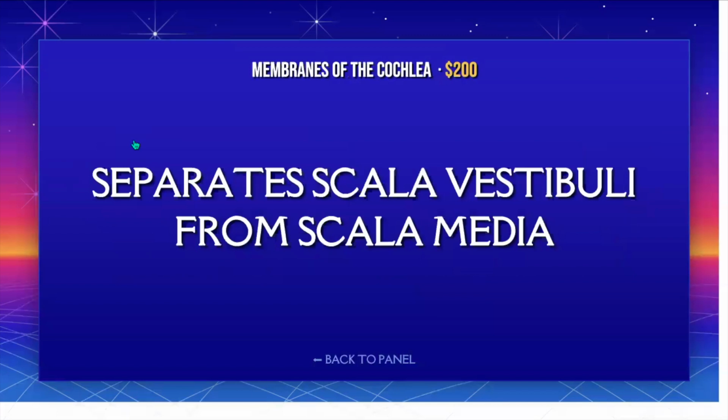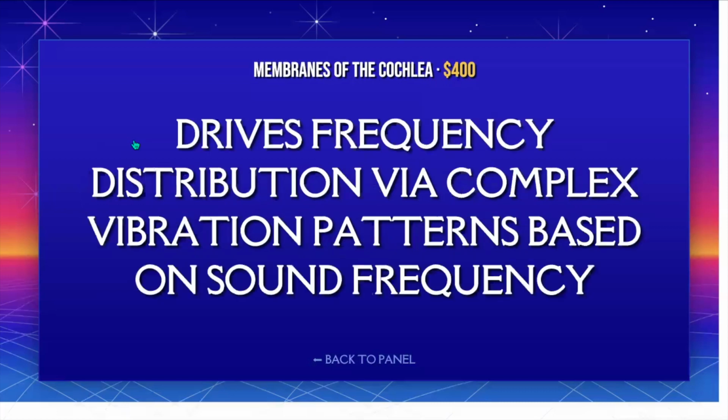Moving on to the third category, we're now talking about the membranes of the cochlea. And for 200, we have a membrane that separates the scala vestibuli from the scala media. And the answer to this would be, what is the Reissner's membrane, which is a thin layer made of squamous epithelial cells? For 400, we have a membrane that drives frequency distribution via complex vibration patterns based on sound frequency. The answer to this would be, what is the basilar membrane?